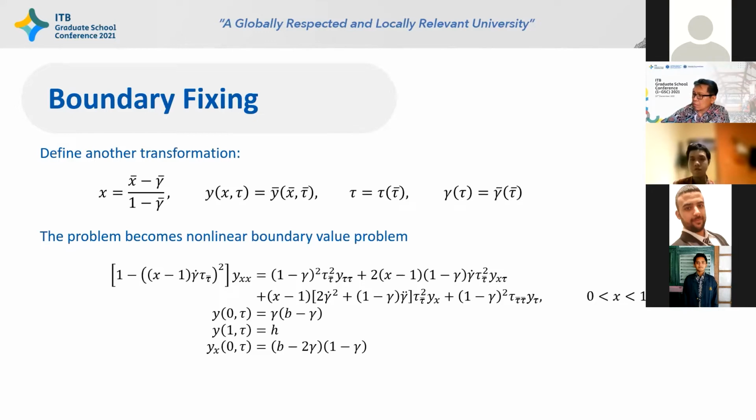And this is the most important part of solving the Stefan problem. We have to fix the boundary, because now we have a moving boundary. So we fix that using a transformation of the space variable. So we have new x equal to x bar minus gamma bar, which will fix the boundary from 0 to 1. And actually, we then have a quite non-linear problem. Fine. Next.